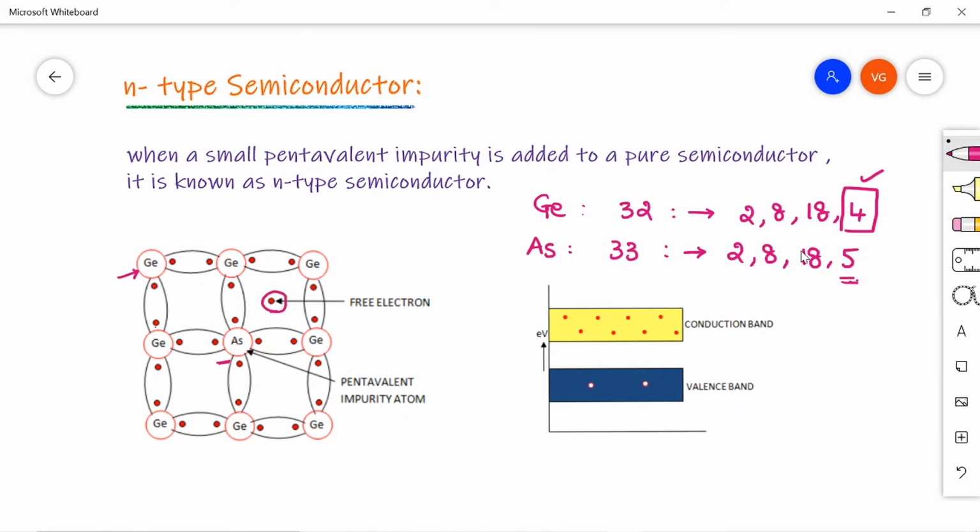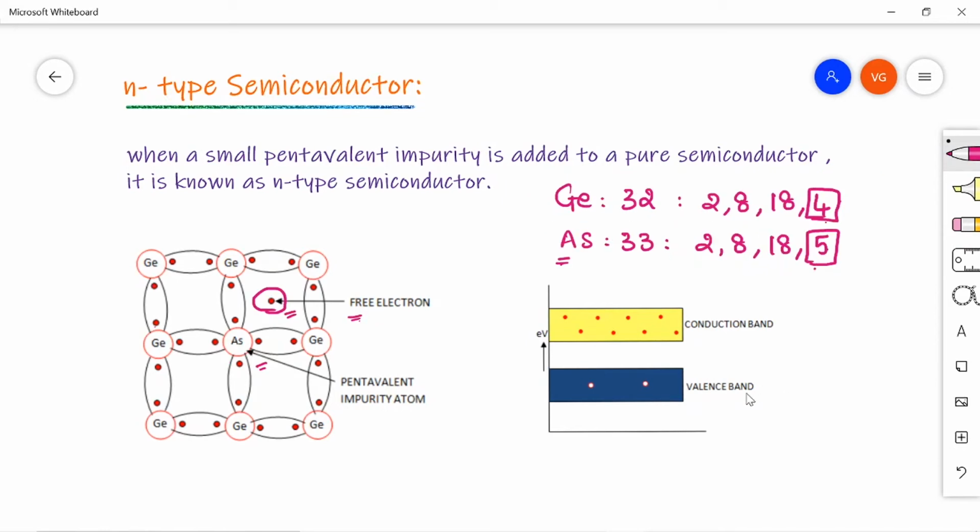When a small amount of pentavalent impurity like arsenic is added to a germanium crystal, one electron is left over. That is the free electron. So arsenic is pentavalent. That means 5 valence electrons. That's why we are calling this arsenic a pentavalent impurity. So when a small amount of this pentavalent impurity is added to this germanium crystal, it releases a number of free electrons. So these free electrons will make a large supply of more and more free electrons.